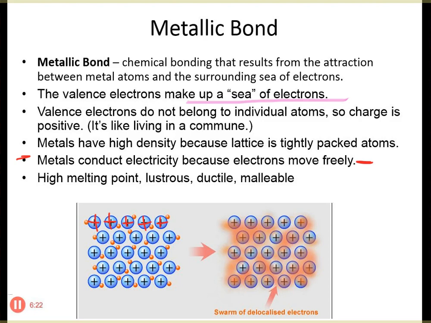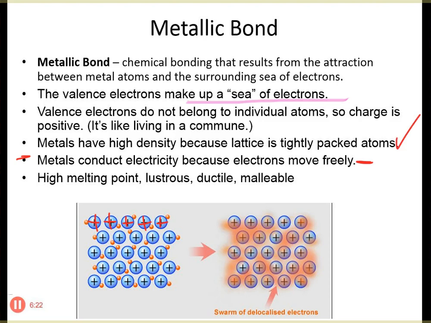So some properties of metallic bonding. It's a very strong attraction between metal atoms, and so they're very tightly packed. The ions, the positive parts, are very tightly packed. Then the electrons will just flow freely, allowing it to conduct electricity. It has high density because it's very packed.